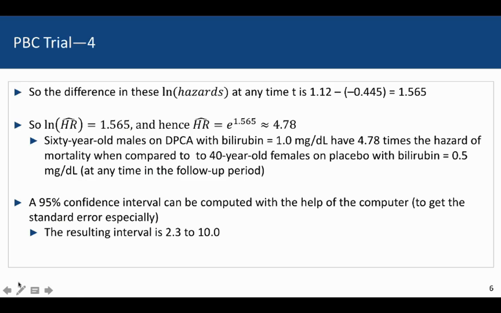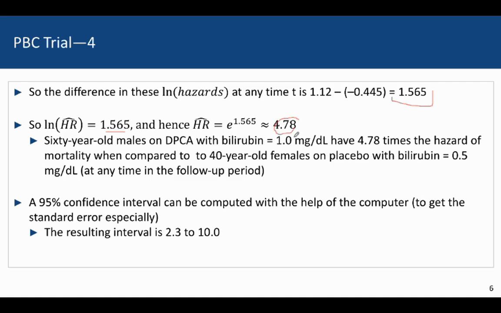And that difference in log hazards, or the log hazard ratio, is 1.565. So if the log hazard ratio estimate is 1.565, to estimate the hazard ratio, we'd exponentiate that. And e to the 1.565 is equal to approximately 4.78.